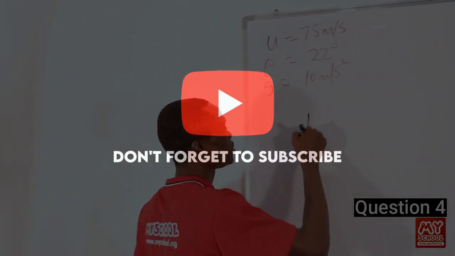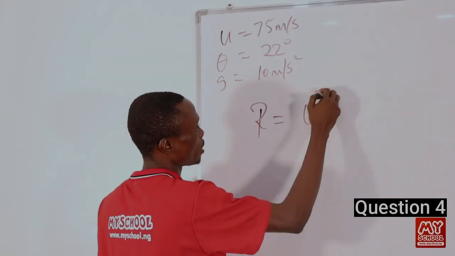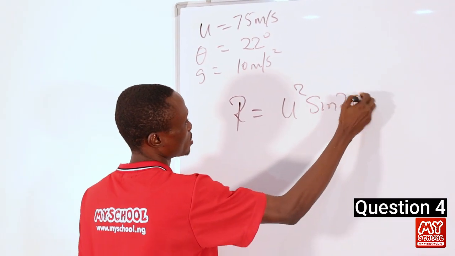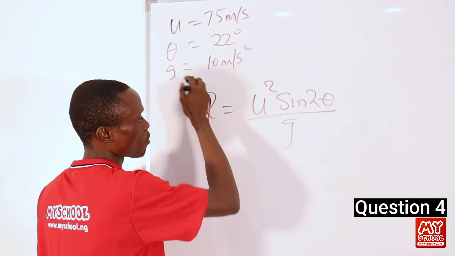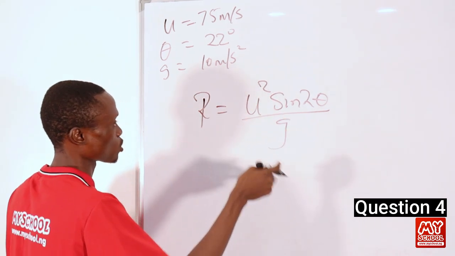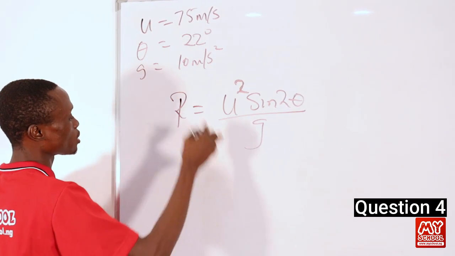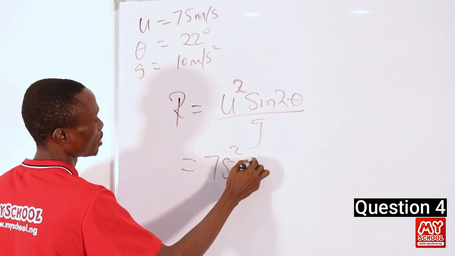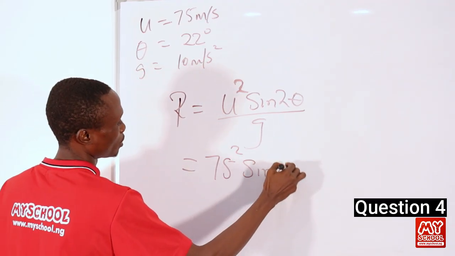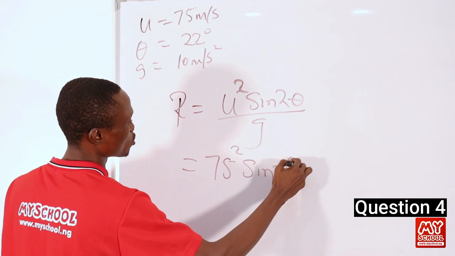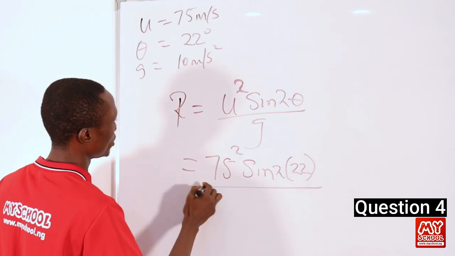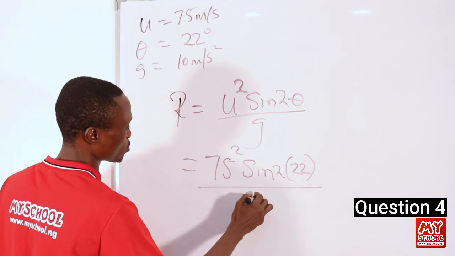Okay, so range is given as u squared sine 2 theta all over g. This is a projectile question, and this is the formula for finding range. So from the question we know that u is equal to 75, and our theta is equal to 22 degrees, and our g is equal to 10.